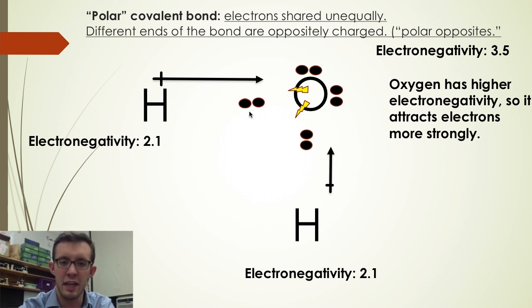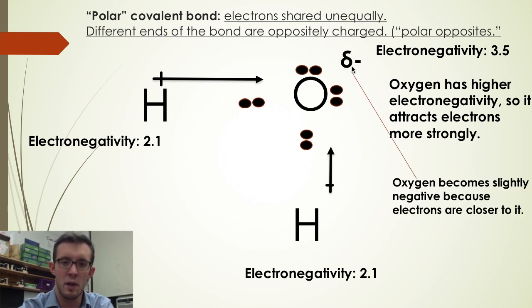Now, this isn't a complete ionic bond. These electrons are still being shared. They haven't completely been stripped away from the hydrogens. However, because the electrons are pulled slightly closer to oxygen, oxygen will have a slightly negative charge to it. And we show that with this Greek symbol meaning partially or slightly.